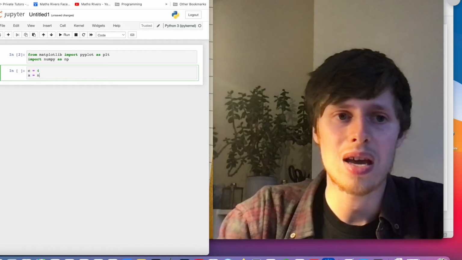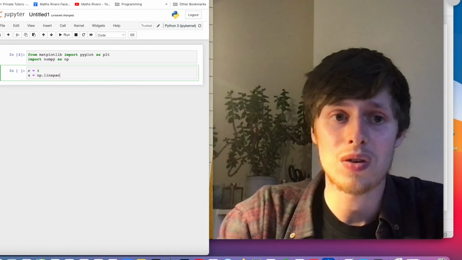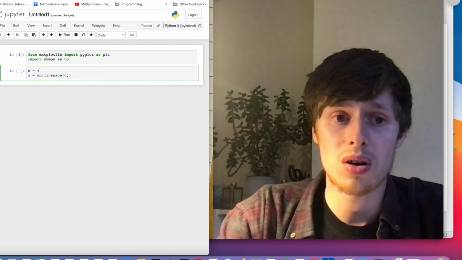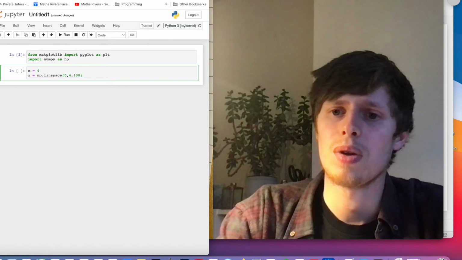So I'm going to use the library np, this function called linspace. Start from 0, I'm going to end at 4, and I'm going to divide this into 100 different points. That should give me a nice smooth graph.